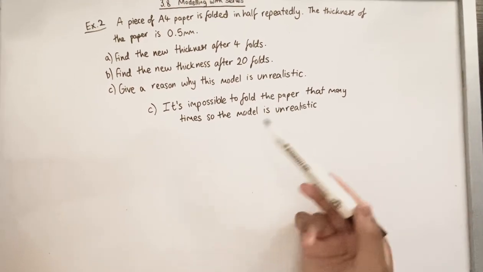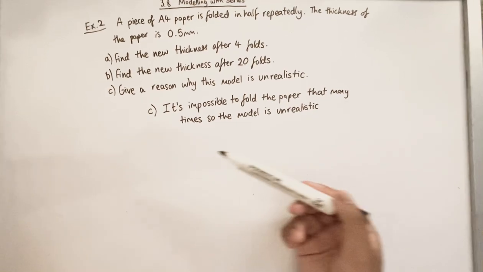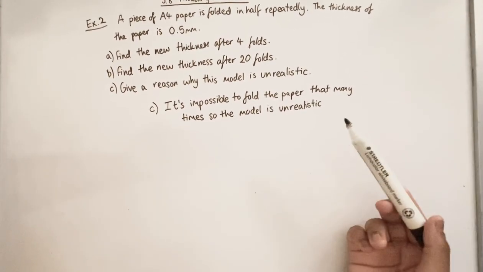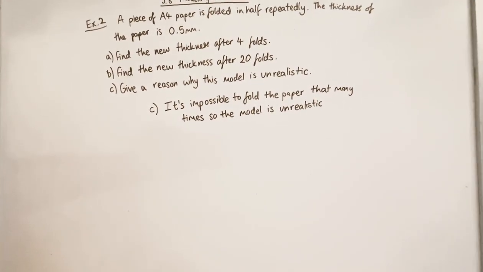For Part C, again, for questions like this, where they ask a reason why a model may not be suitable, make sure your answer is in context of the question. So for example, you could say, it's impossible to fold that paper that many times, so the model is unrealistic. And that is it.